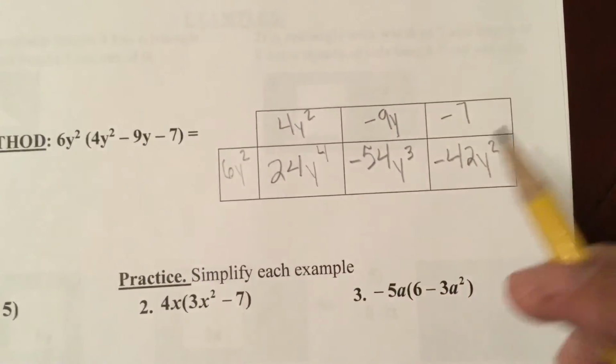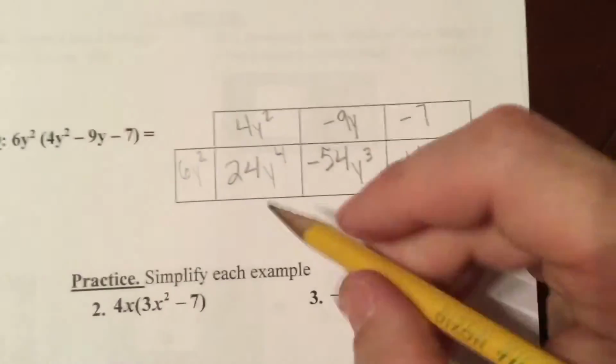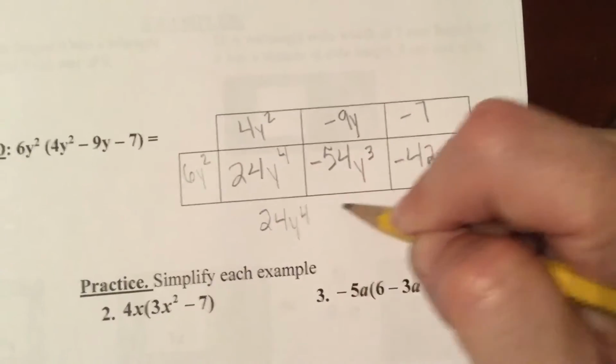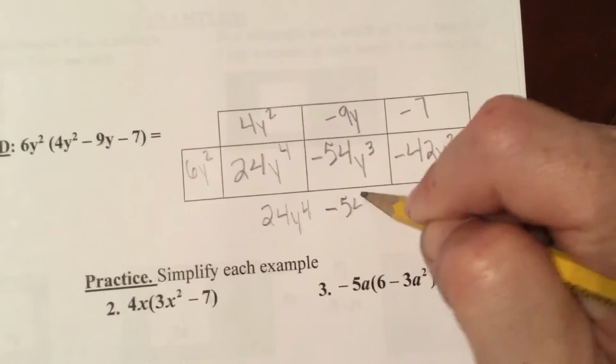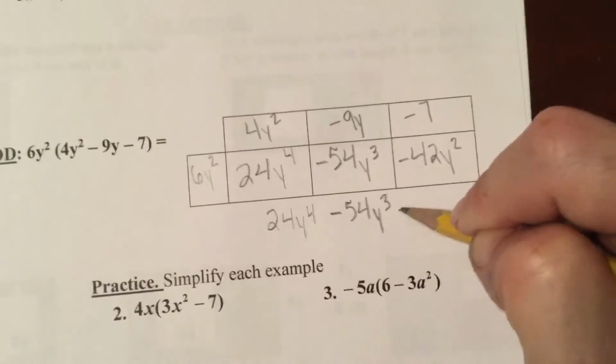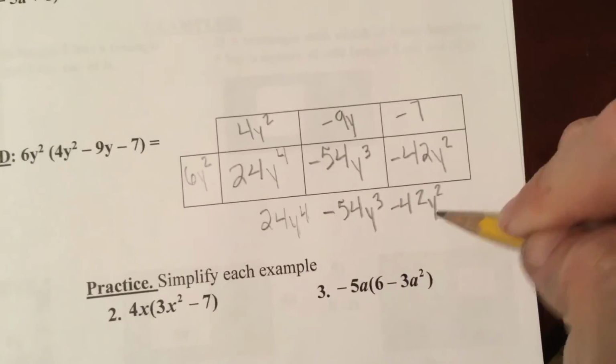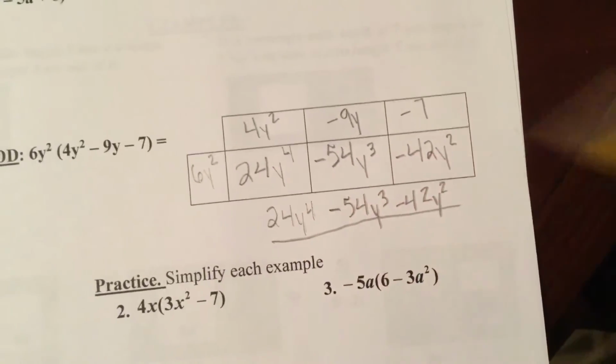All of these are different terms, or I should say different variables, to a different power. So I cannot combine anything since these are all different terms. I just simply bring it outside the rectangle, and there is my final answer.